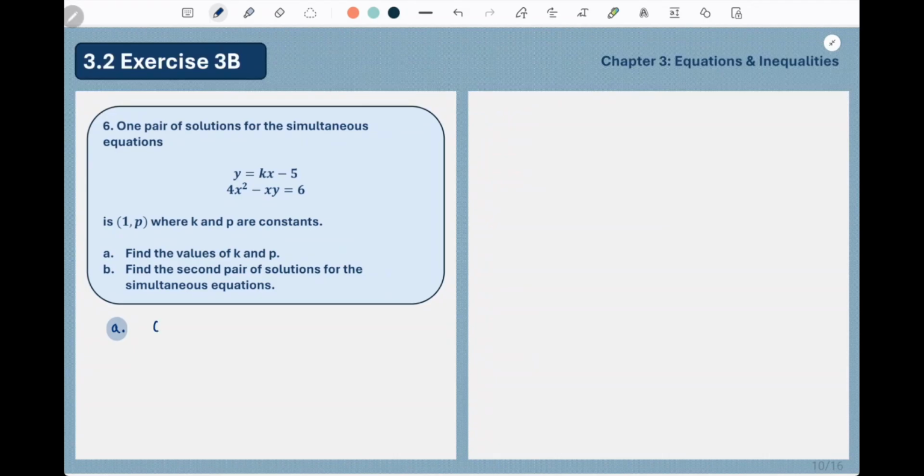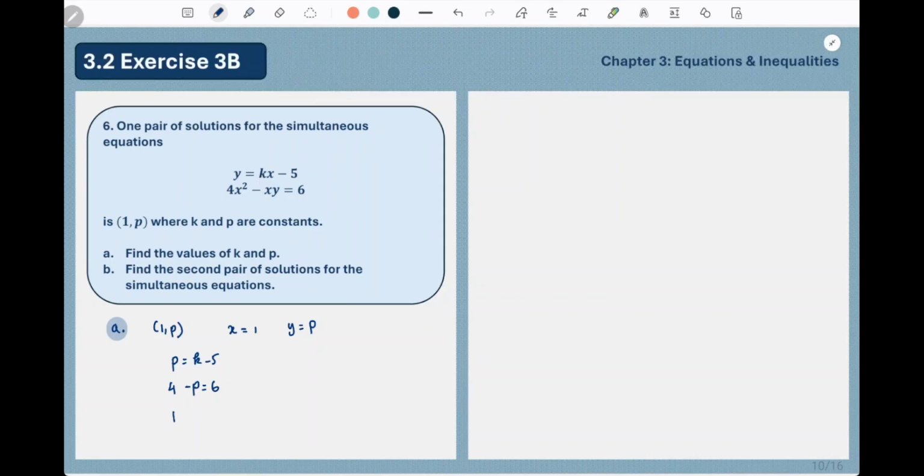So 1, p is basically saying x is equal to 1 and y equal to p. So for the first one, it becomes p equal k minus 5, and the second one becomes 4, because this one is 1 squared, so it stays as 1. So 4 minus 1 times y, which is minus p, equals 6. I think I'm right about that. Yeah, 4 minus p equals 6.